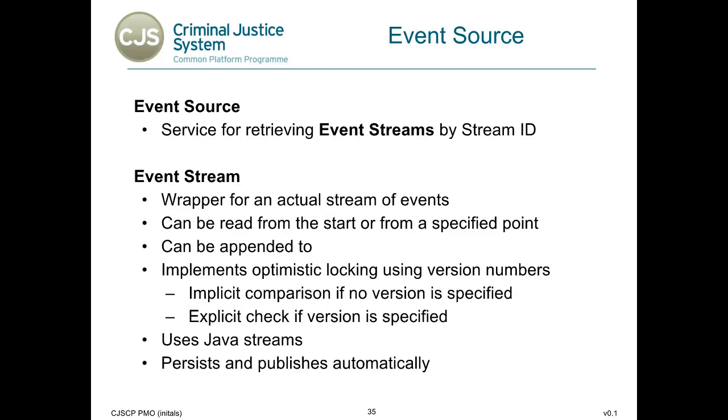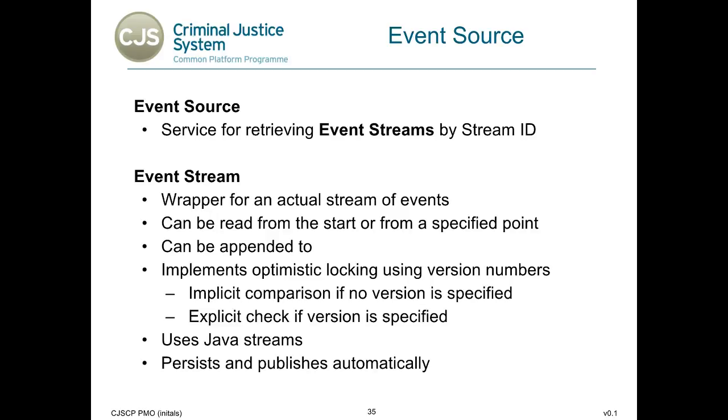An event stream is a class within the framework. It's a wrapper for a stream of events. Once you've got that wrapper, you can then read it. So you can either read from the start or from a specific point in it, and you can append to it. When you append to it, we implement optimistic locking using version numbers. So if you don't specify a version number in your event that you're appending, then it will assume that you wanted to append it onto the end of the stream that you got originally from your event source.